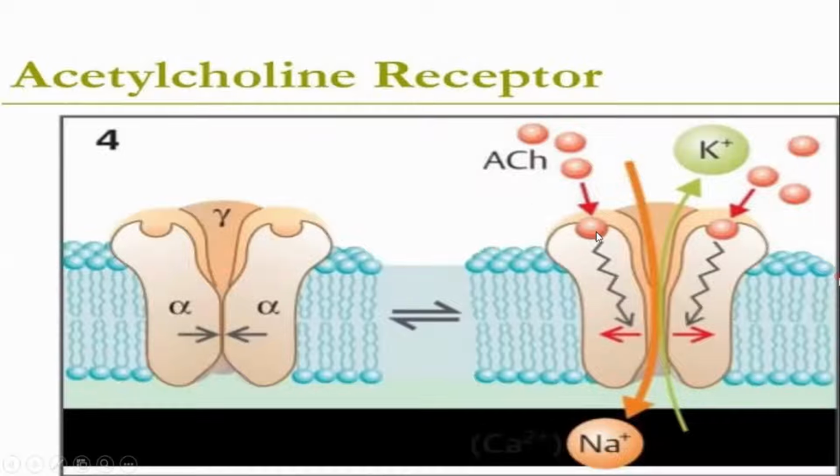Now, acetylcholine is bound with the alpha subunits. So what has happened? Sodium has moved into the cell and potassium is moving out of the cell. So if sodium moves into the cell and potassium moves out of the cell, then what will happen? There is no change in the membrane voltage. But why is the membrane voltage changing? Because in this instance, the influx of sodium is much more as compared to efflux of potassium.